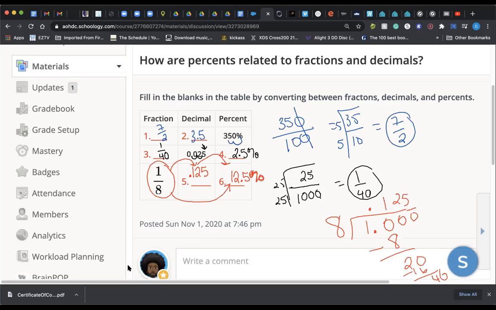Let me pull up some notes just as a reminder of how to do this. So remember, what we're working on here is our rational numbers, right?